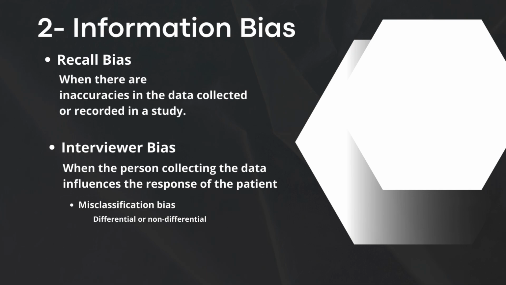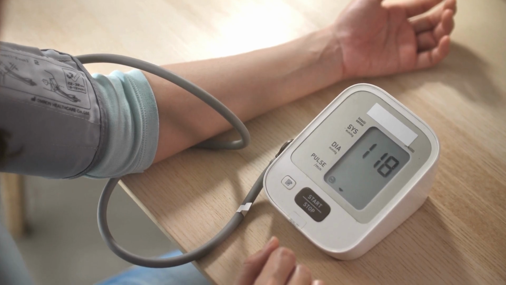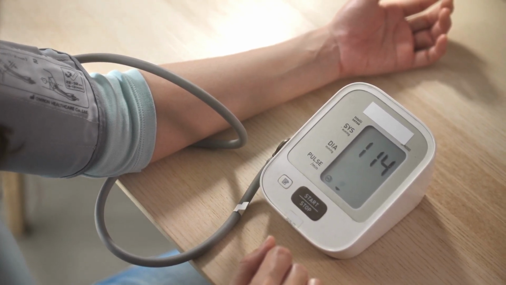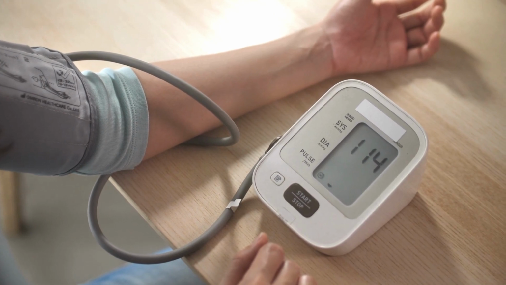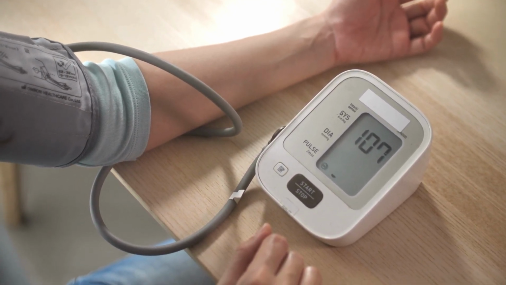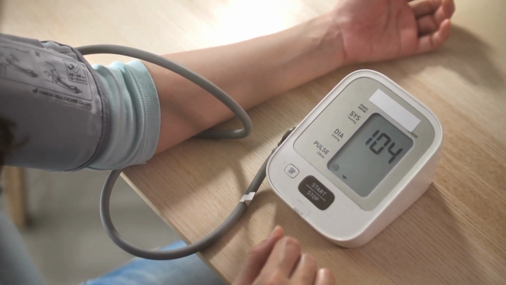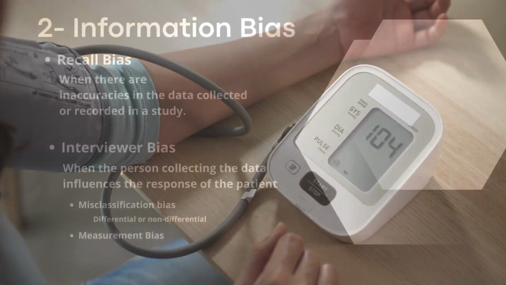The other important consideration is measurement bias, where inconsistencies in how variables are measured can lead to this type of bias. For example, using different methods to measure blood pressure in two study groups can introduce systematic differences that are unrelated to the actual intervention.